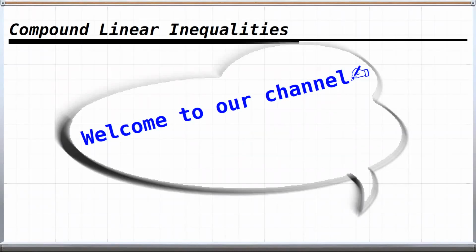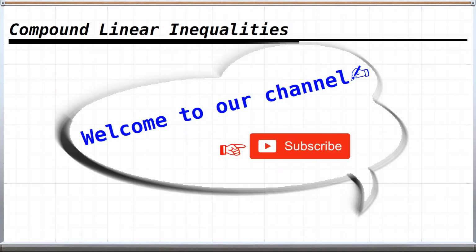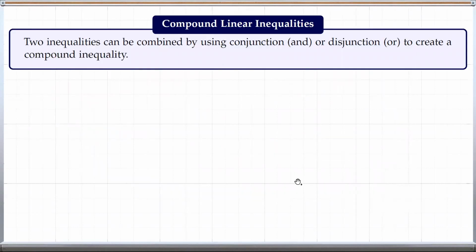In this video, we will look at some examples of compound linear inequalities. Compound linear inequalities are just two inequalities combined by using "and" or "or" to create another inequality.